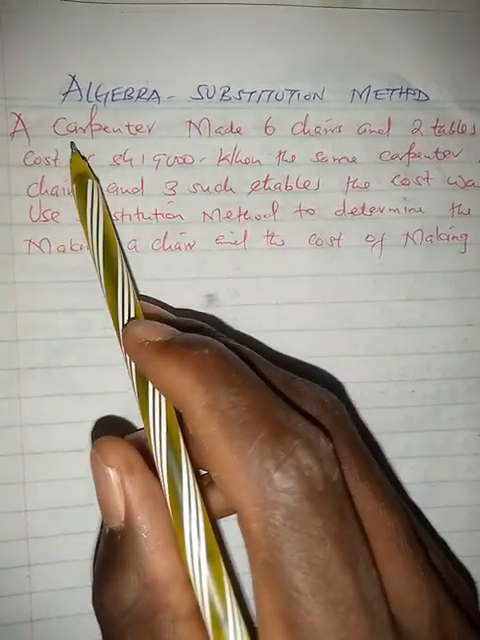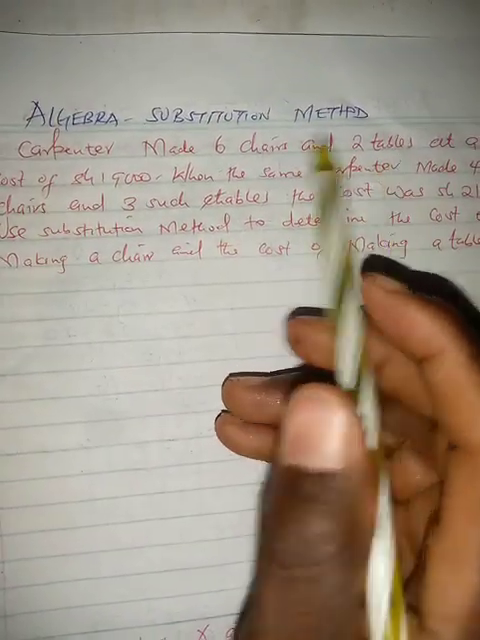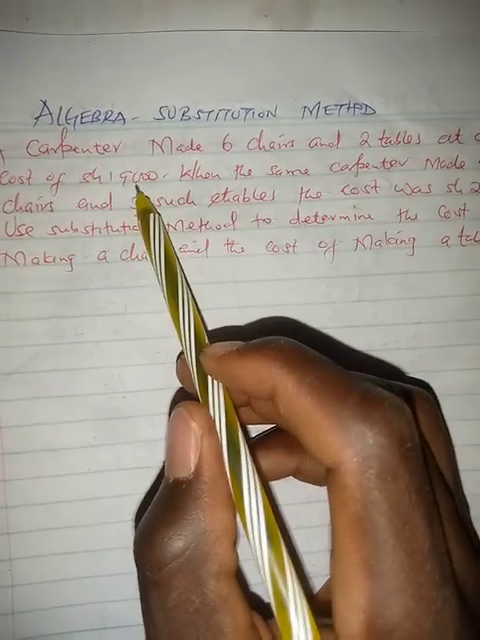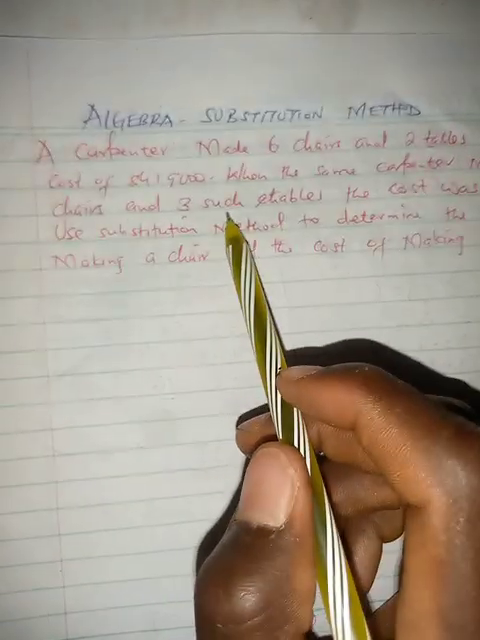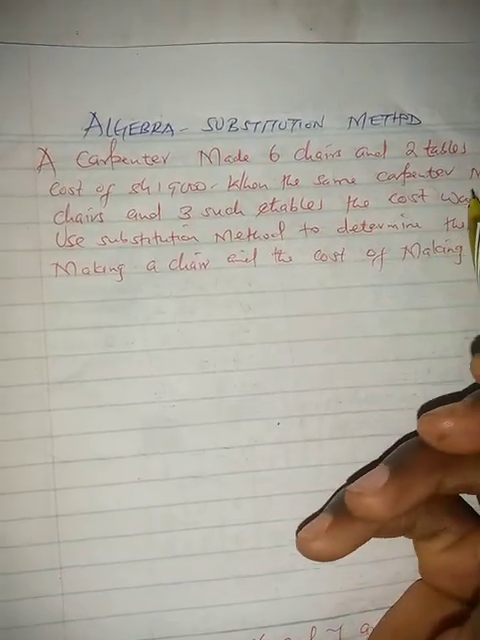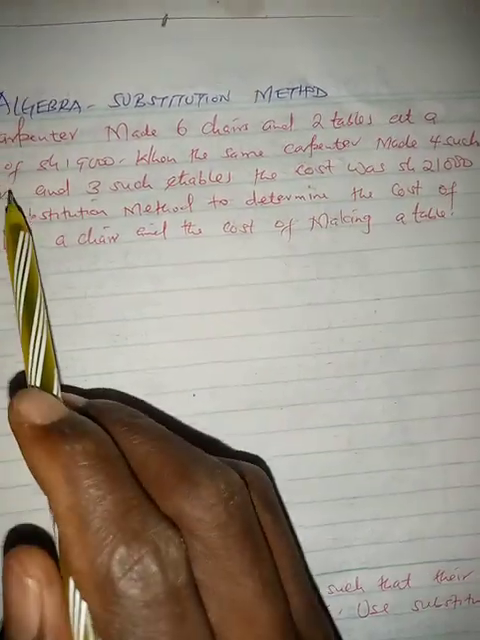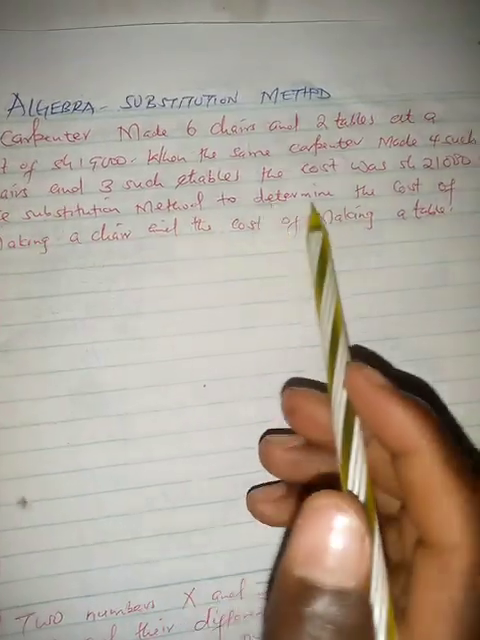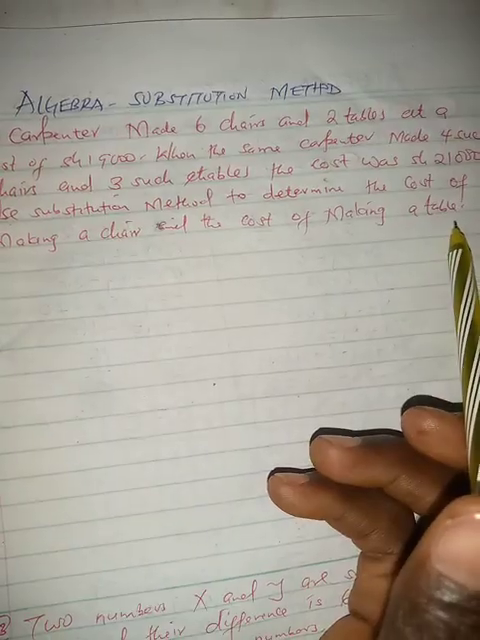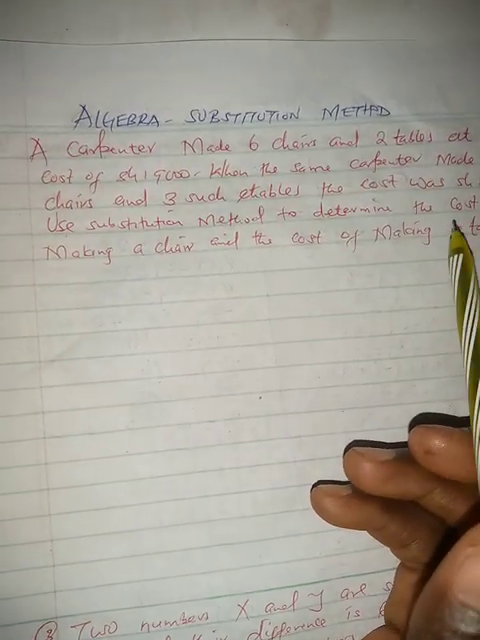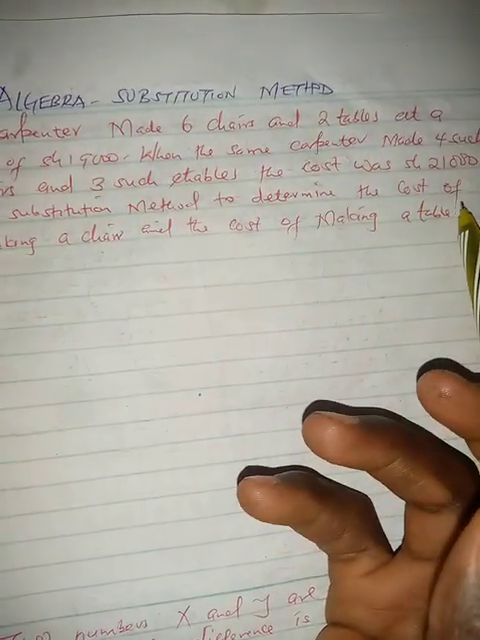A carpenter made 6 chairs and 2 tables at a cost of 19,000. When the same carpenter made 4 such chairs and 3 such tables, the cost was 21,000. Use substitution method to determine the cost of making a chair and the cost of making a table. So here you are being told to calculate the cost of one chair and the cost of one table.